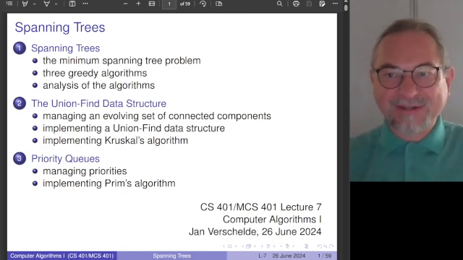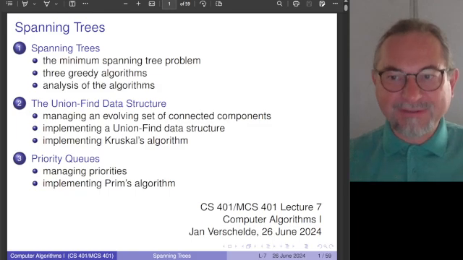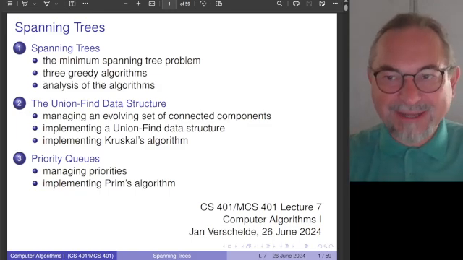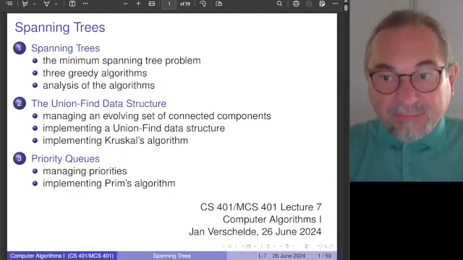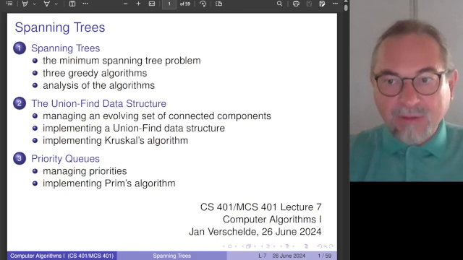In the previous lecture, we discussed greedy algorithms for three different problems. Now we have three different algorithms for the same problem. In this first half, I will introduce these algorithms and prove their optimality.